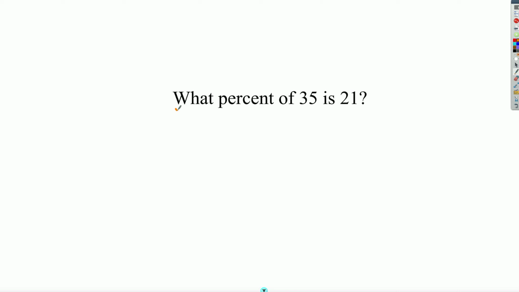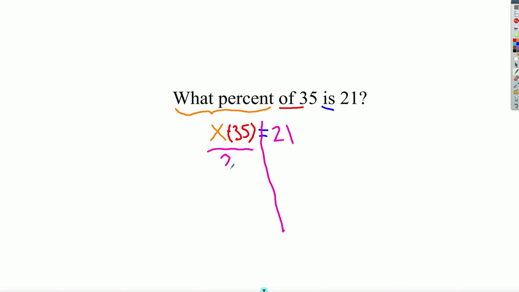Okay, haven't done one like this in a few minutes. What percent, I'm going to call that X, of 35 means I'm going to multiply by 35. Sometimes I draw the dot for multiply, sometimes I do a parenthesis. Either way is fine. So what percent of 35 is 21? So this time I have an equation I need to solve, unlike the past two examples. So if I want to solve for x, I have to undo multiplying x by 35 by dividing both sides by 35.